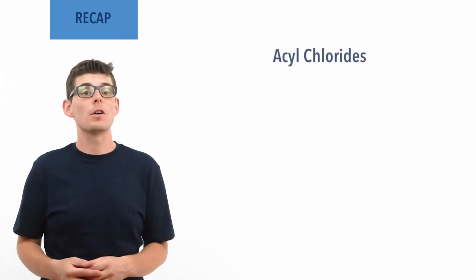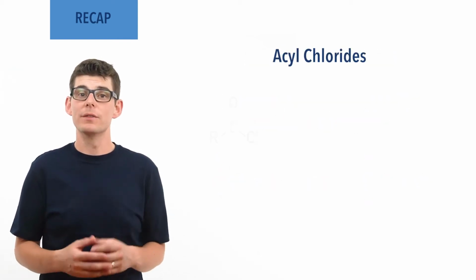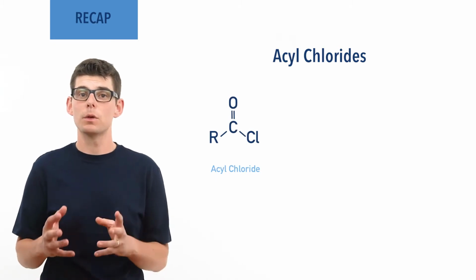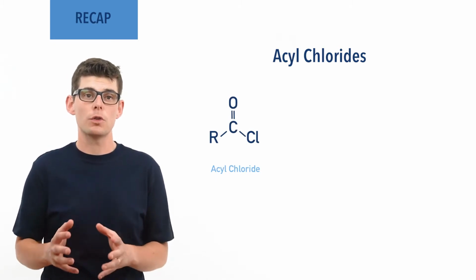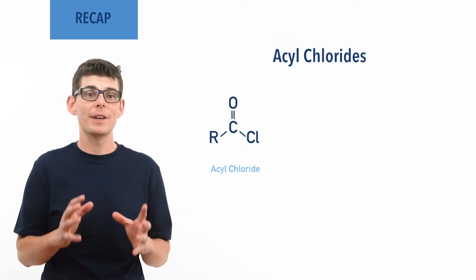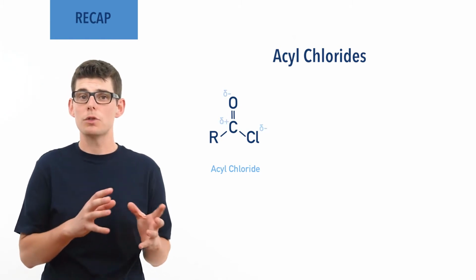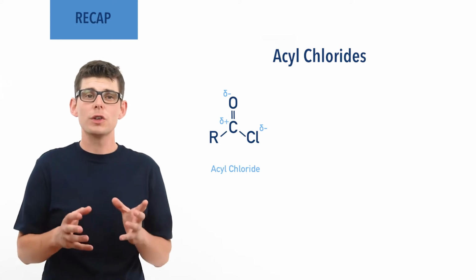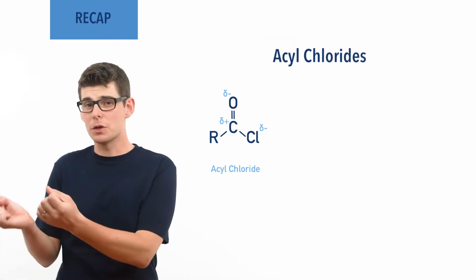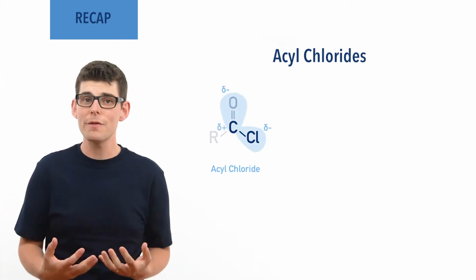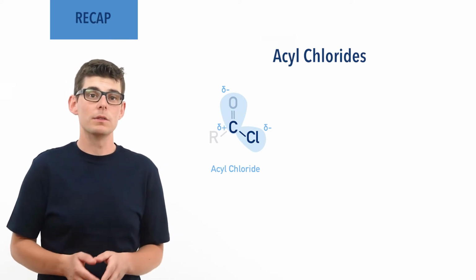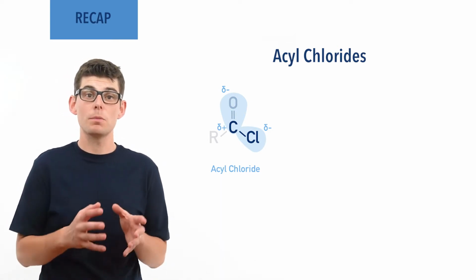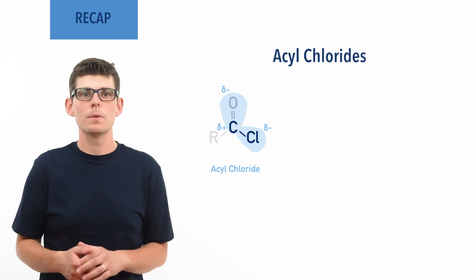Acyl chlorides are compounds that have a functional group consisting of a carbon atom, single bonded to a chlorine atom, and double bonded to an oxygen atom. They are highly reactive due to the polar carbon-oxygen bond and carbon-chlorine bond. Both oxygen and chlorine are highly electronegative and so pull electron density away from the carbon atom towards themselves, leaving the carbon atom with a partial positive charge that's quite large.